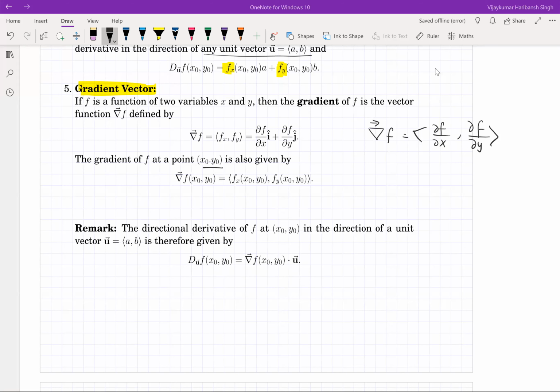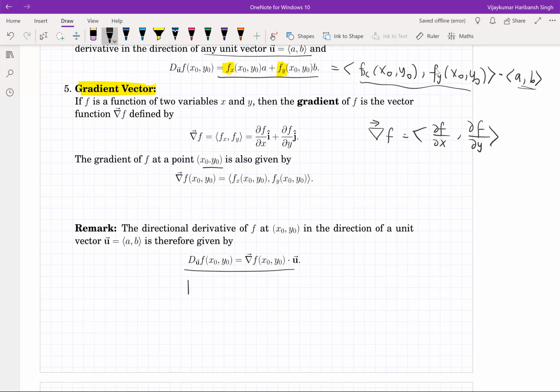So the directional derivative of f at x naught, y naught in the direction of u is therefore given by what? So you had directional derivative of f along u was given by this, and you can rephrase it as fx at x naught y naught, fy at x naught y naught, dot with vector AB. So you can write it as grad of f at x naught y naught dot with the unit vector u, which is AB here. Okay, so this is what the directional derivative is.